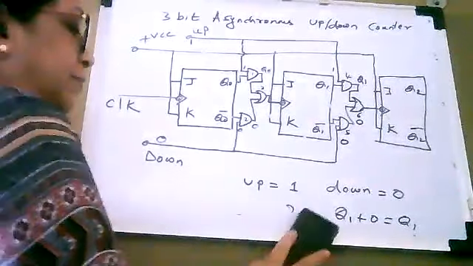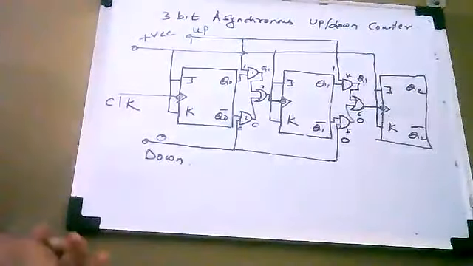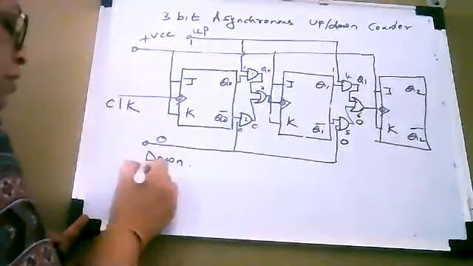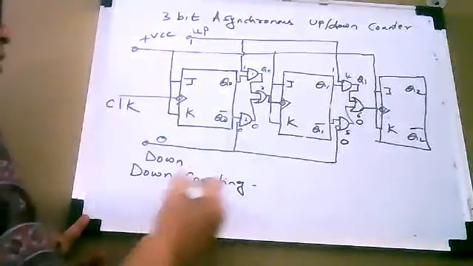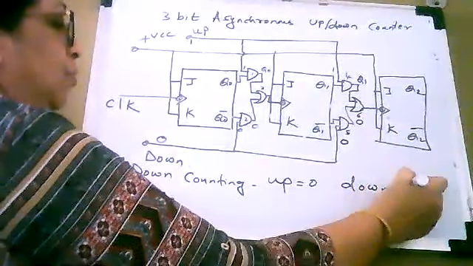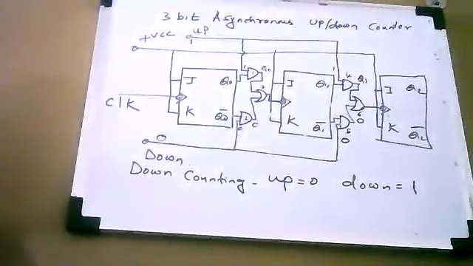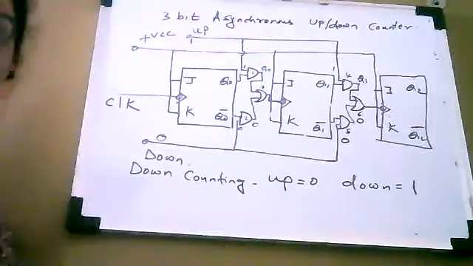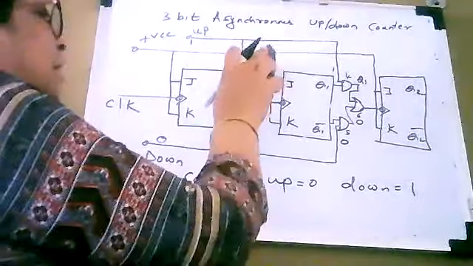So for down counting, I am going to write here: for down counting, your up line must be equal to 0 and down line must be equal to 1. These signals, up and down, are called control signals, and if the up control signal is 0 and the down control signal is 1, your counter will work as a down counter. Let us see how it works.